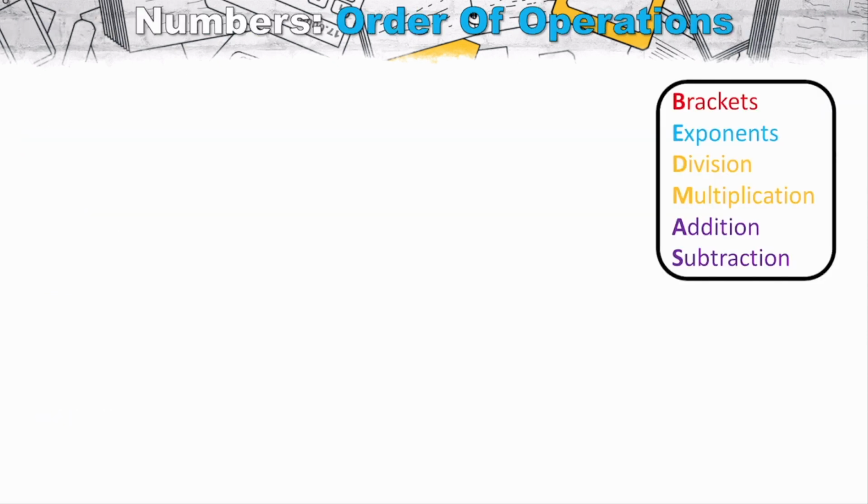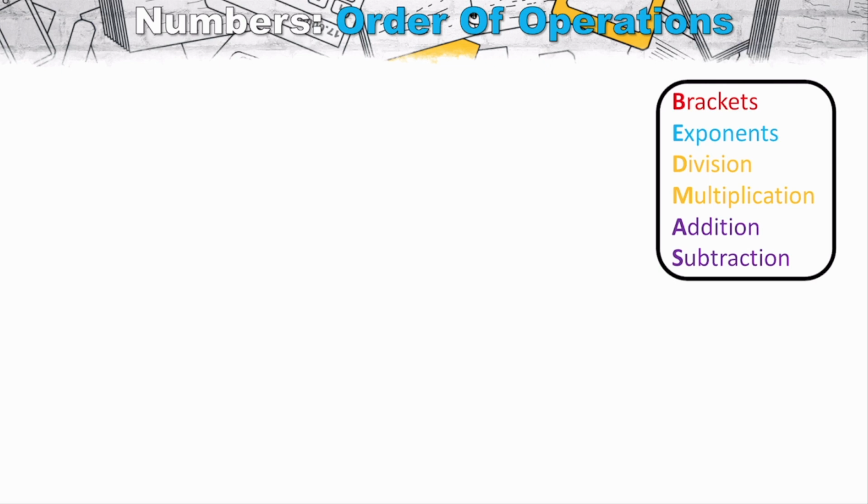So what is the order of operations? Well, we've got an acronym to help us remember it, and I've got that to the right here, where the B is brackets, E is exponents, D is division, M is multiplication, A is addition, S is subtraction. And I've got it color-coded in this way for a reason.